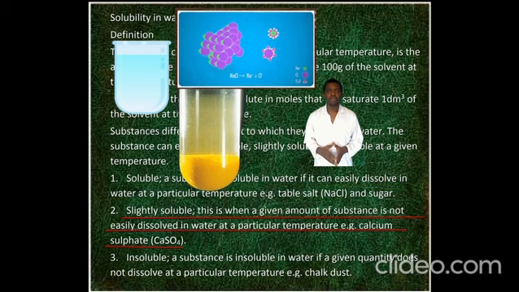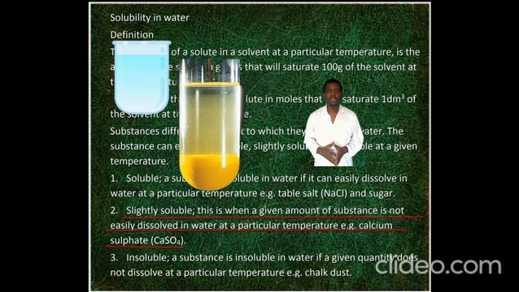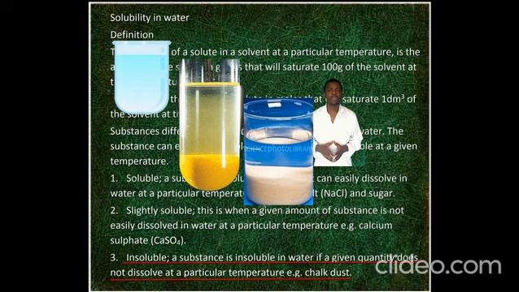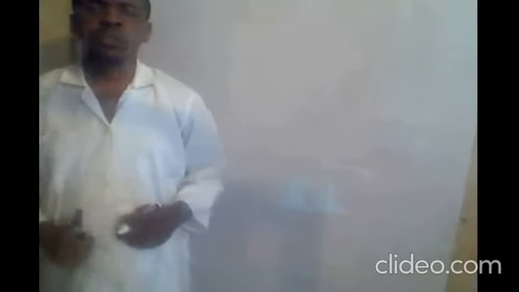2. Slightly soluble. This is when a given amount of substance is not easily dissolved in water at a particular temperature. Example, calcium sulfate. 3. Insoluble. A substance is insoluble in water if a given quantity does not dissolve at a particular temperature. Example, chalk dust. Let us look at the calculation on solubility.